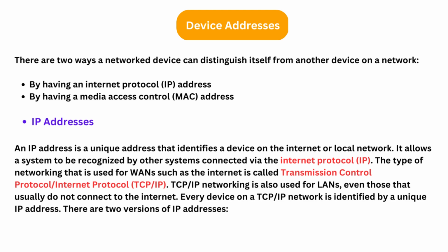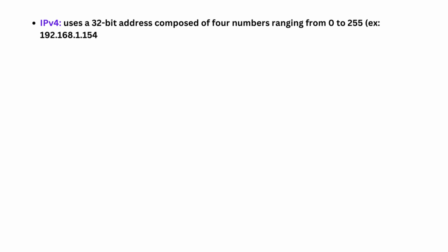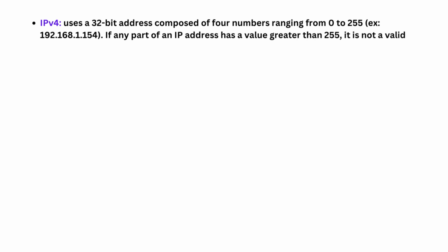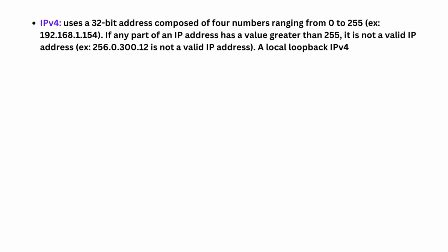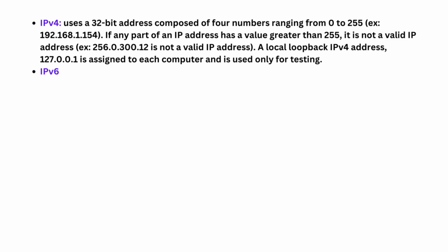There are two versions of IP addresses. IPv4 uses a 32-bit address composed of 4 numbers ranging from 0 to 255, for example, 192.168.1.154. If any part of an IP address has a value greater than 255, it is not a valid IP address. For example, 256.0.300.12 is not a valid IP address. A local loopback IPv4 address, 127.0.0.1, is assigned to each computer and is used only for testing.